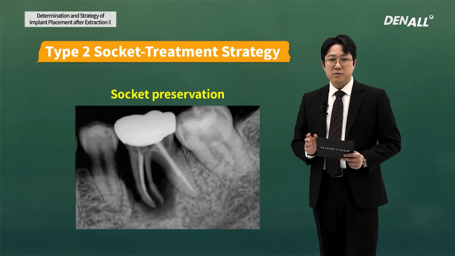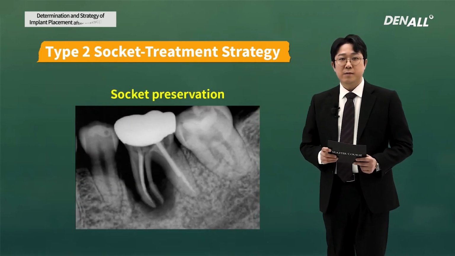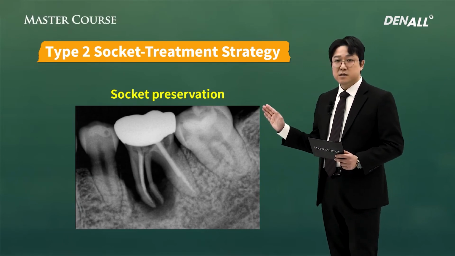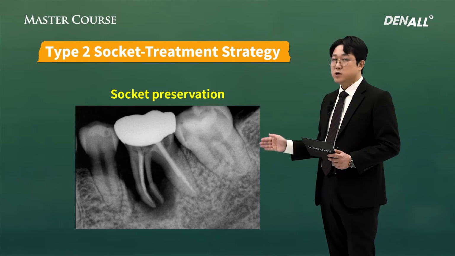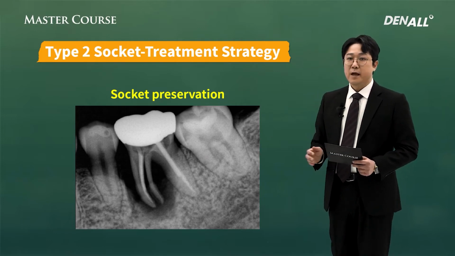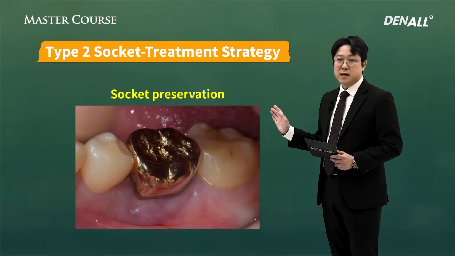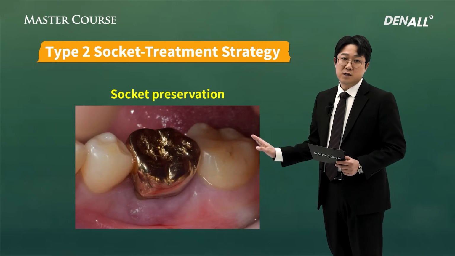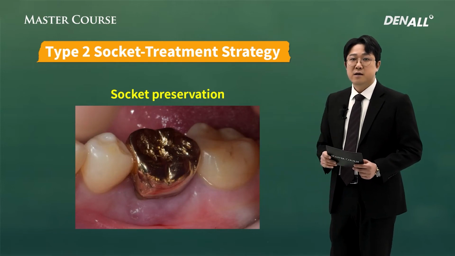Next is socket preservation for type 2. As you can see, there was root fracture mesially and there was a lot of bone loss and extraction was decided. This is the patient's mouth. On x-ray image, bone resorption was very severe, but soft tissue resorption has not occurred.